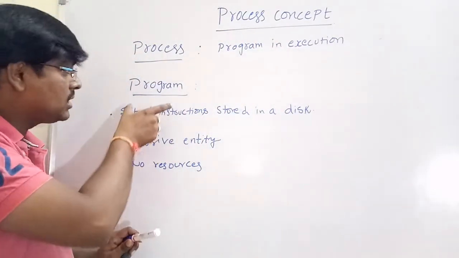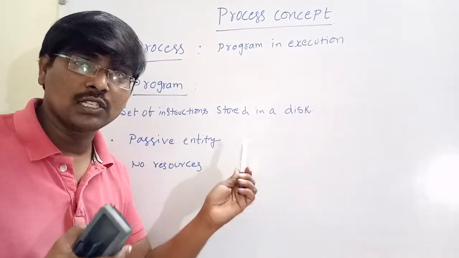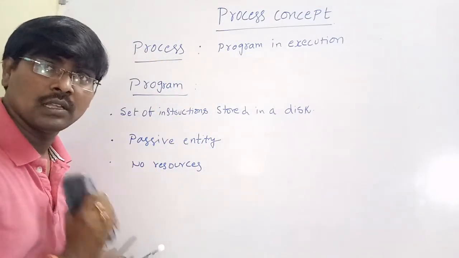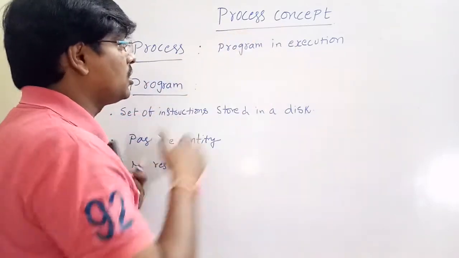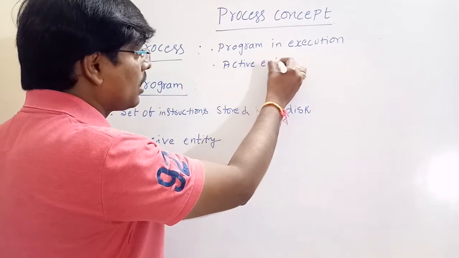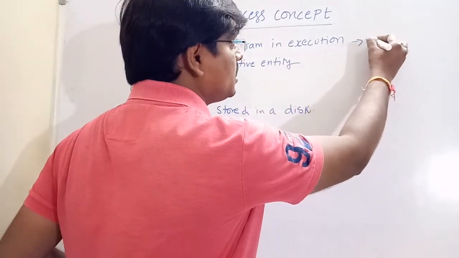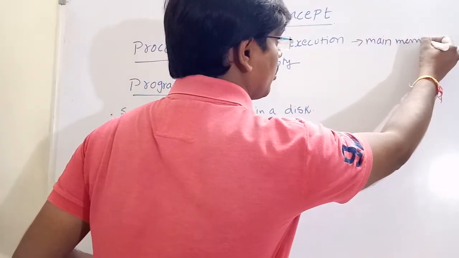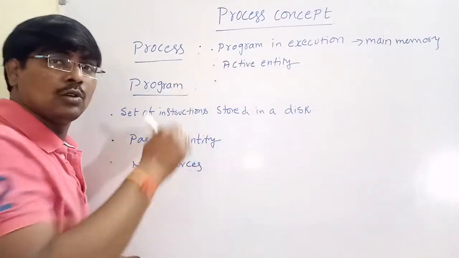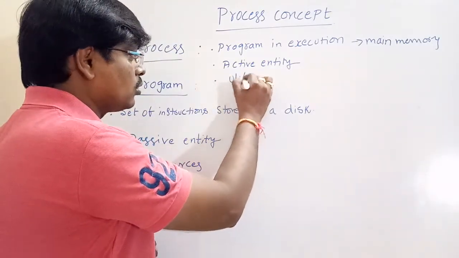Once the executable code of the program is loaded into the memory, that is called process. So the program is in execution. That means it is an active entity. Obviously, the program in execution means it is in main memory. The process is in main memory and is an active entity. So to execute a process, it has to use some resources.